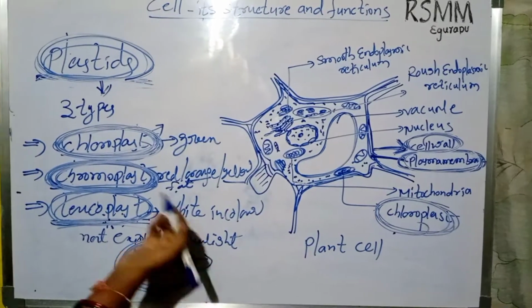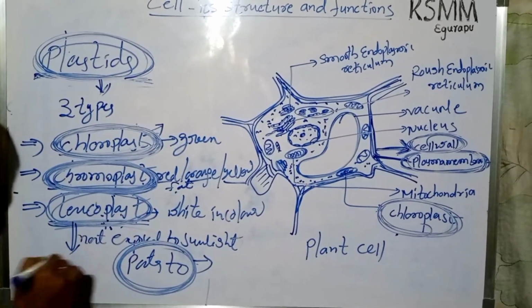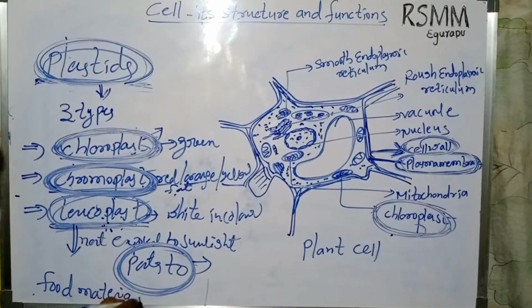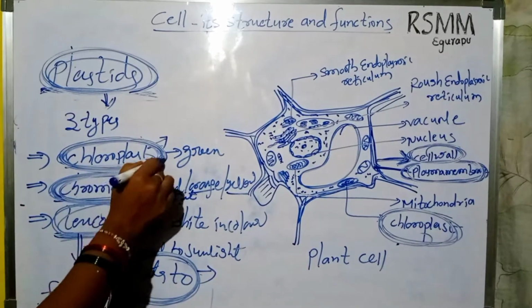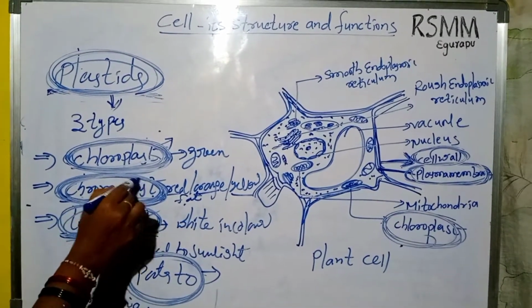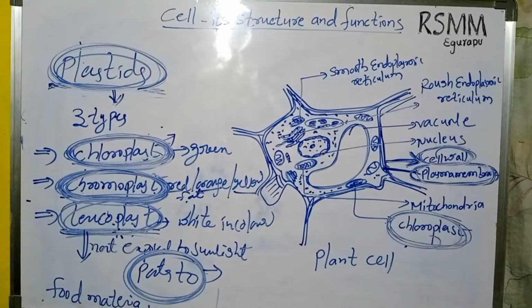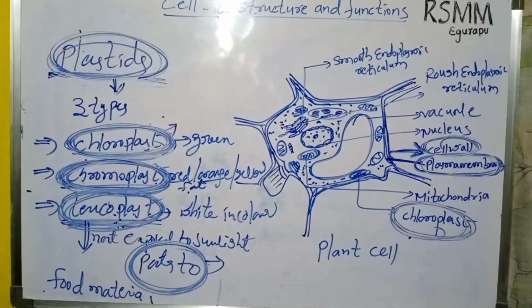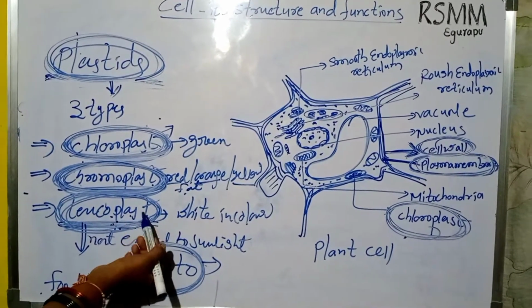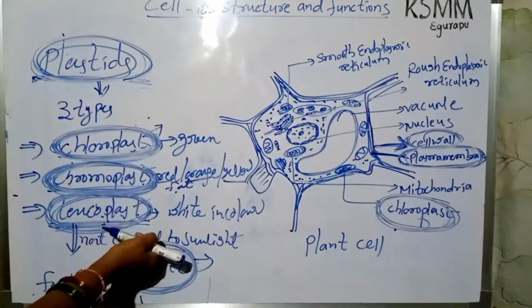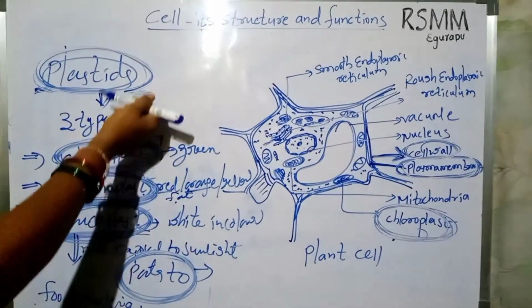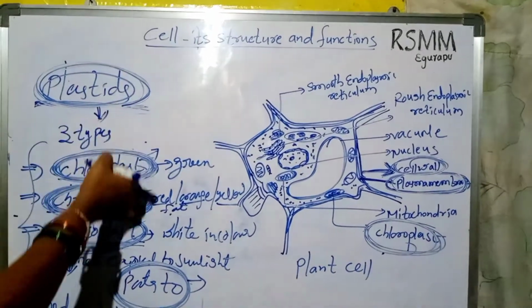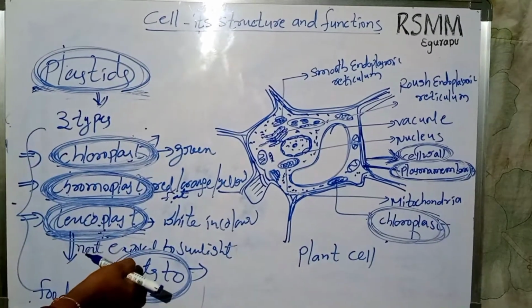Leucoplast stores food material. Chloroplast is responsible for trapping of solar energy, and chromoplasts contain fat-soluble pigments. What is the function of leucoplast? This stores food material. All 3 plastids have the capacity to change from one to another.